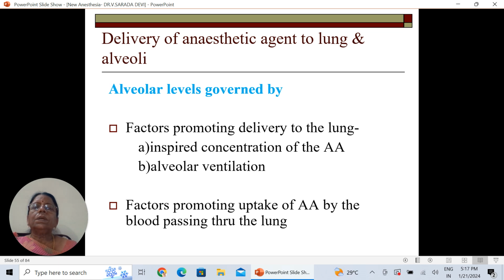Delivery of anesthetic agent to lung and alveoli. Alveolar levels are governed by factors promoting delivery to the lung: inspired concentration of the anesthetic agent and alveolar ventilation. And factors promoting uptake of anesthetic agent by the blood passing through the lung.